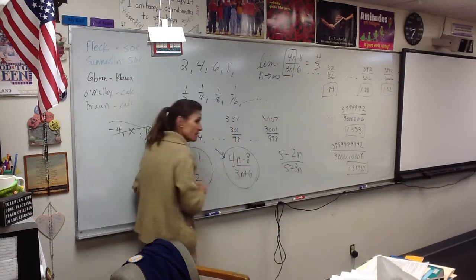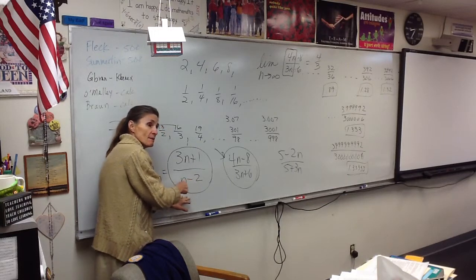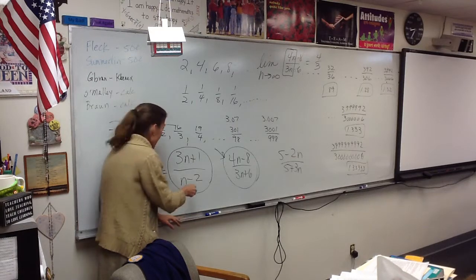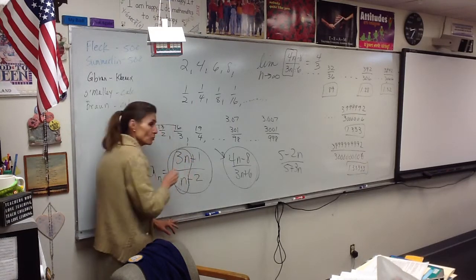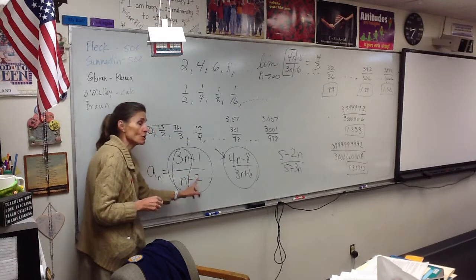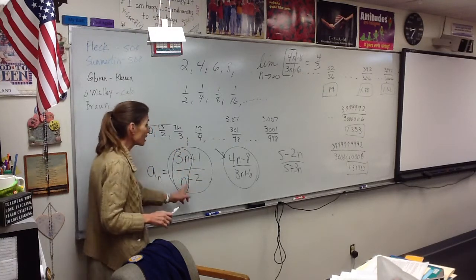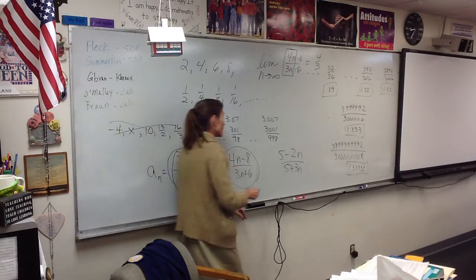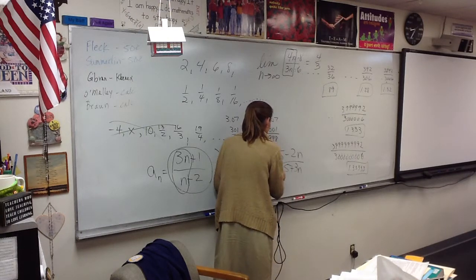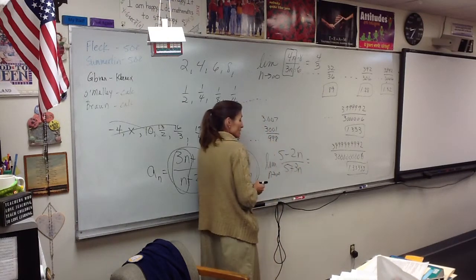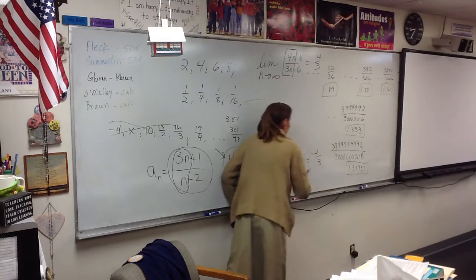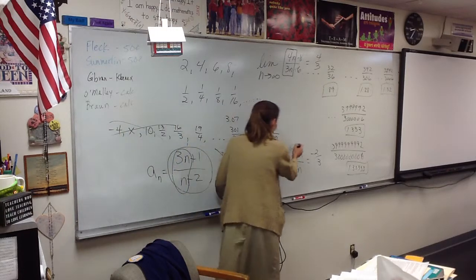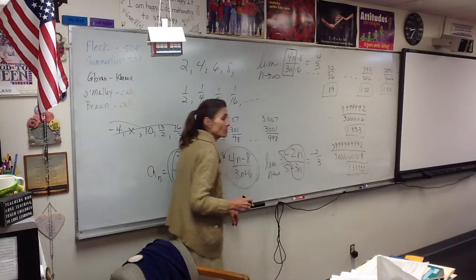Could we have done that in the previous problem? What did we say the limit of this one was? 3. Could we have done the same thing? Absolutely. Right there is your limit. These numbers don't count if you're talking about going to infinity. 3n over n is 3. What's the limit of this one going to be? 1. The limit of this one will be what? Watch it. Negative 2/3, because the only part of the problem that matters is that part right there.